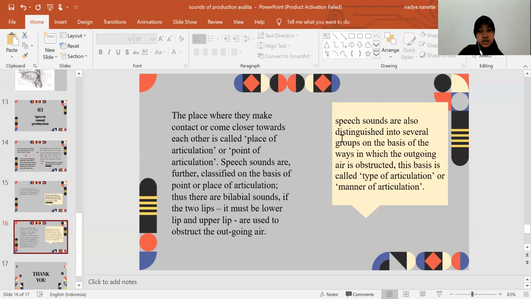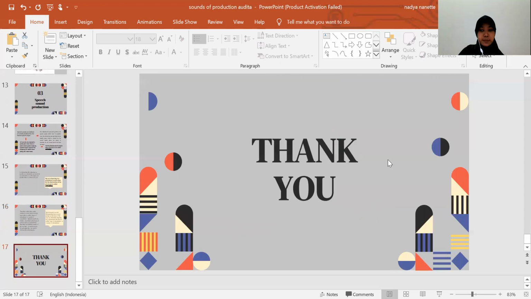and speech sounds are also distinguished into several groups on the basis of the ways in which the outgoing air is obstructed. This basis is called the type of articulation or manner of articulation.